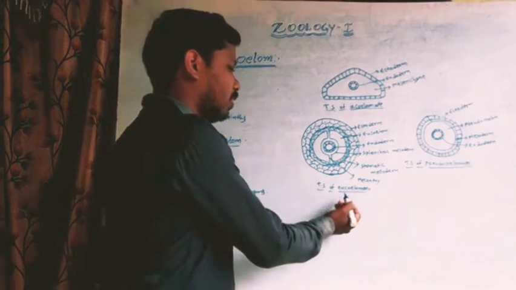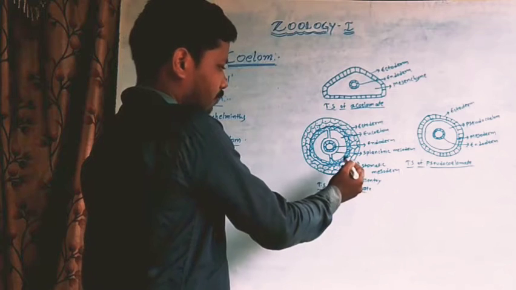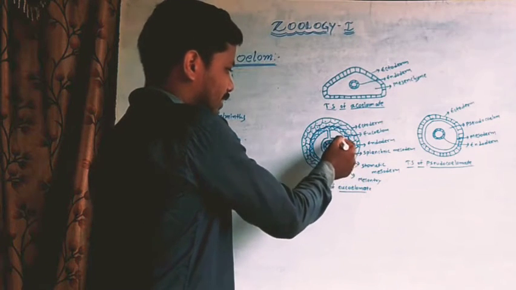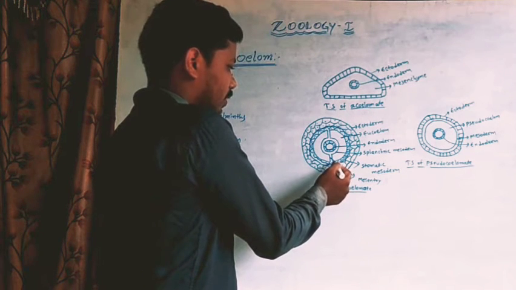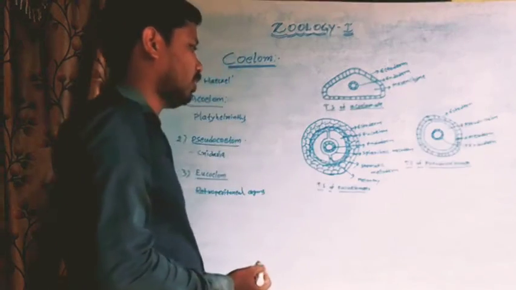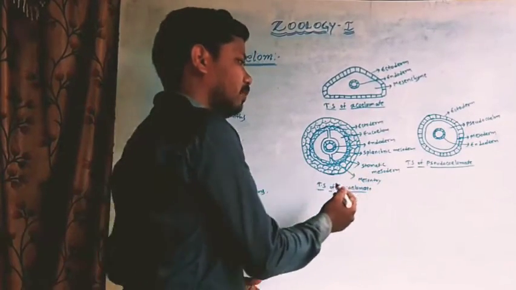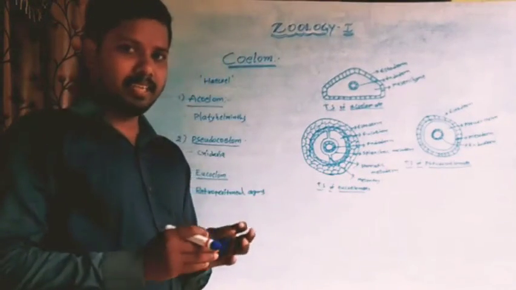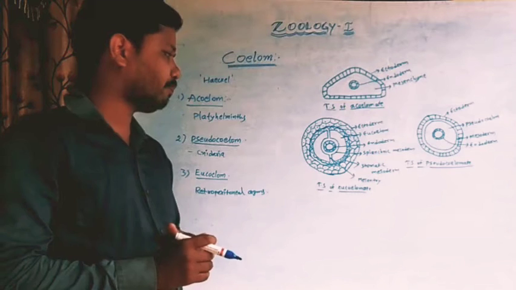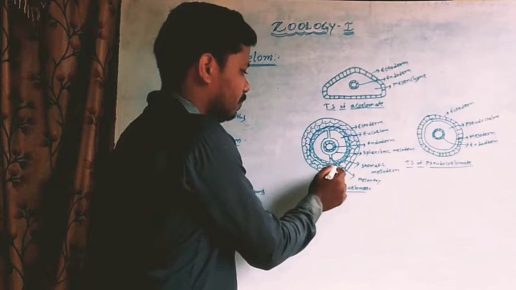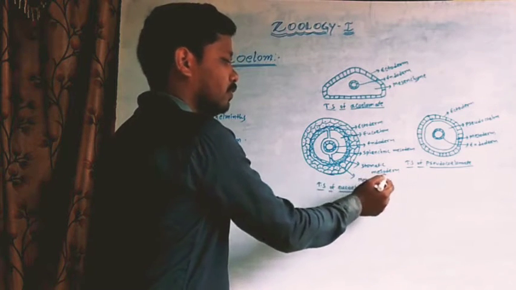Here we can observe the TS of eucoelom diagram. This is the ectoderm, this is the endoderm and this cavity is eucoelom. This is the somatic mesoderm and this is the splanchnic mesoderm. The splanchnic mesoderm covers the visceral organs as retroperitoneum. The mesentery connects endoderm and somatic mesoderm.